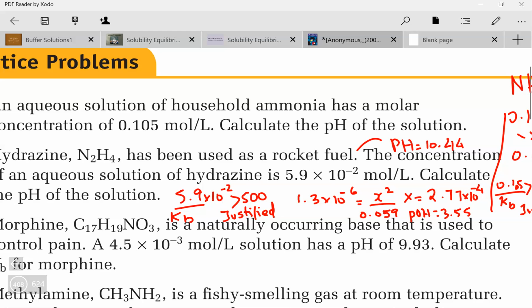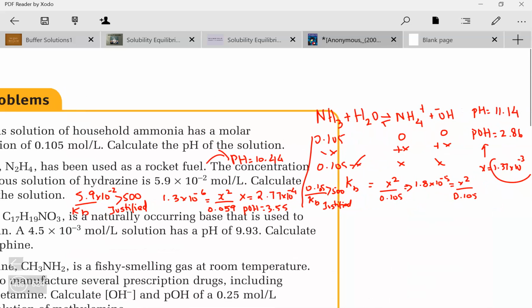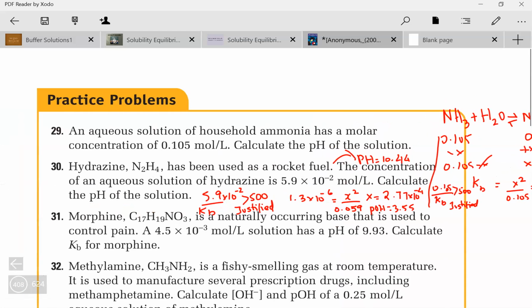Just to see, I would have done another ice table, I would have done the exact same thing, but I always get K value equals x squared divided by initial concentration after I do the justification. My x is either OH minus, in this case it's always OH minus, but it could be H3O plus for our Ka for the last video. And then I go negative log, gives me pOH, 14 minus gives me pH. So it's very repetitive, so to speak. Sorry.